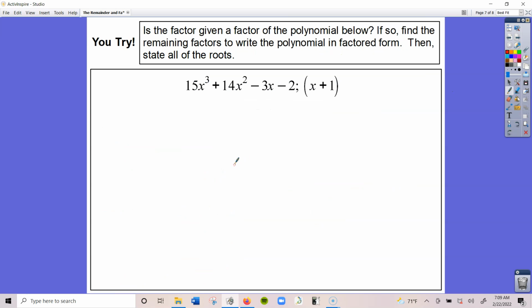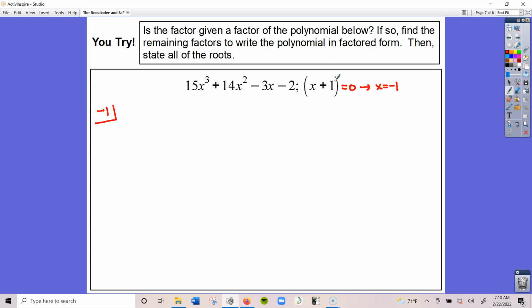Let's try another one. We have here 15x to the third plus 14x squared minus 3x minus 2, and I want you to see if x plus 1 is a factor of the polynomial, and if so, you're going to find the remaining factors of the polynomial to write it in factored form, and finally state all of the roots. So here you're given the factor, so we're going to make that equal to 0. So this means that x is equal to negative 1. This is what I'm going to put into my box.